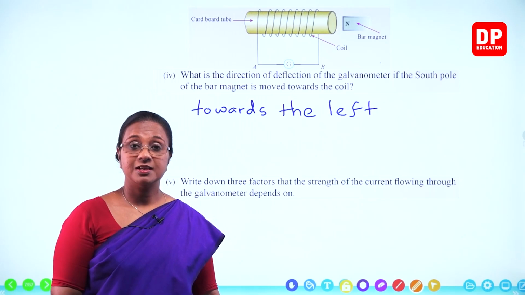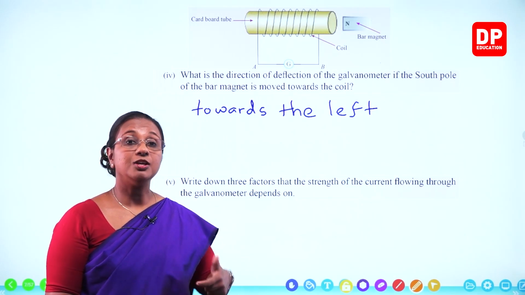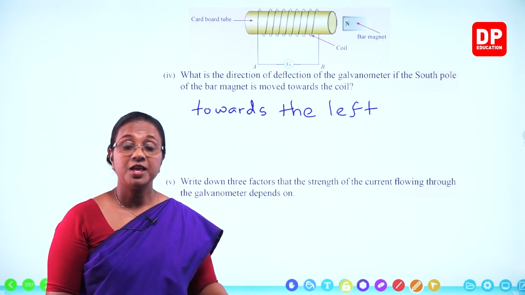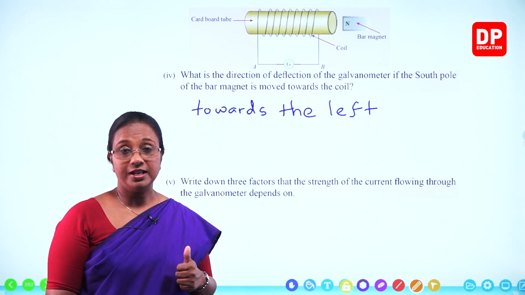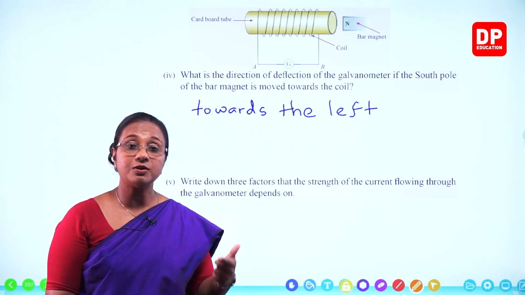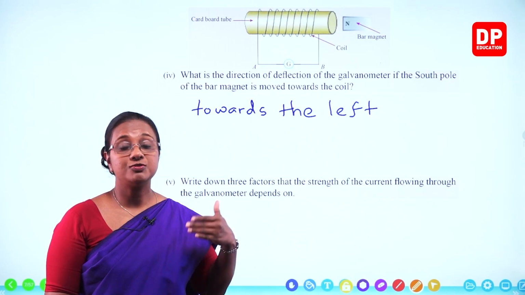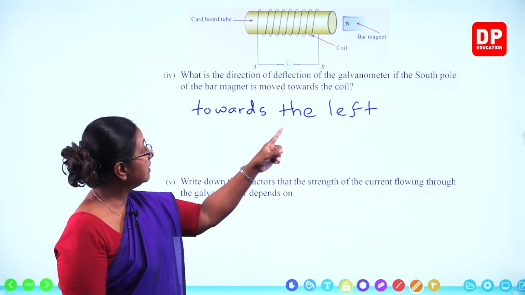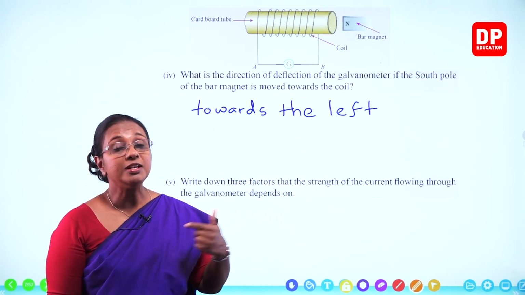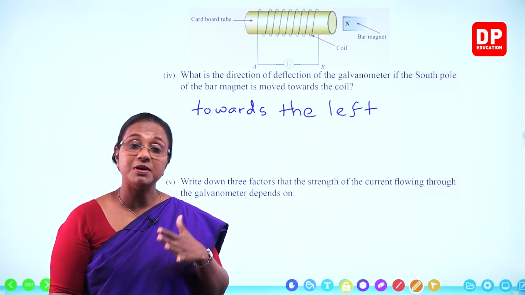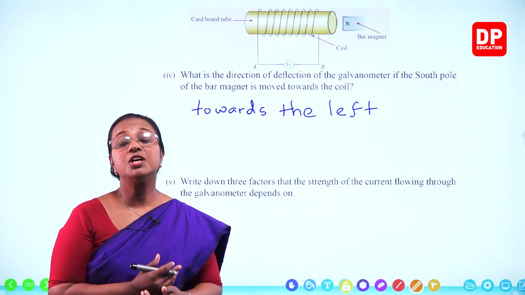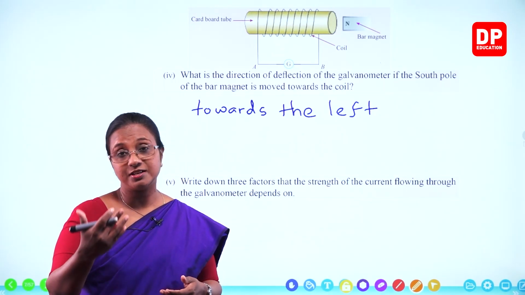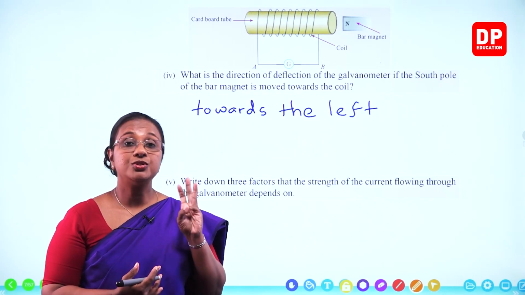What are the factors? The strength of the magnetic field. If you use a stronger magnet, the current will be greater. The number of turns in the coil. If you increase the number of turns in the coil, the induced electromotive force will be larger, therefore the current will be larger. The same way, the speed of movement. When you increase the speed of movement, you can remember you saw that the deflection was higher. So when the speed of movement increases, the current generated also increases. So, 3 factors.